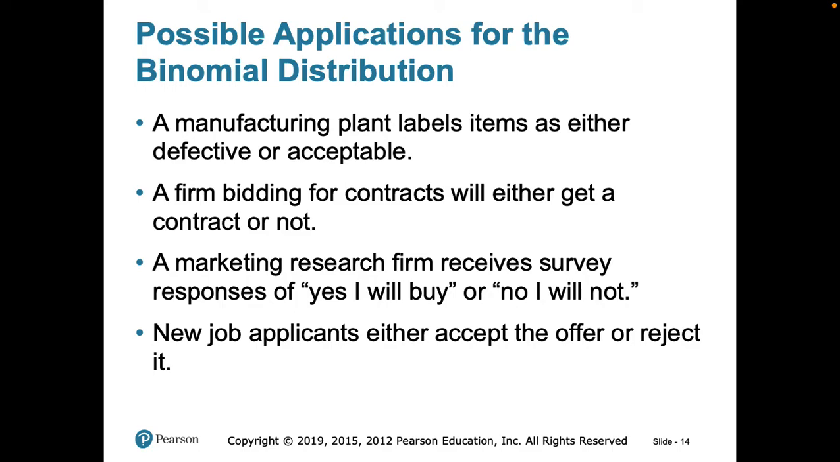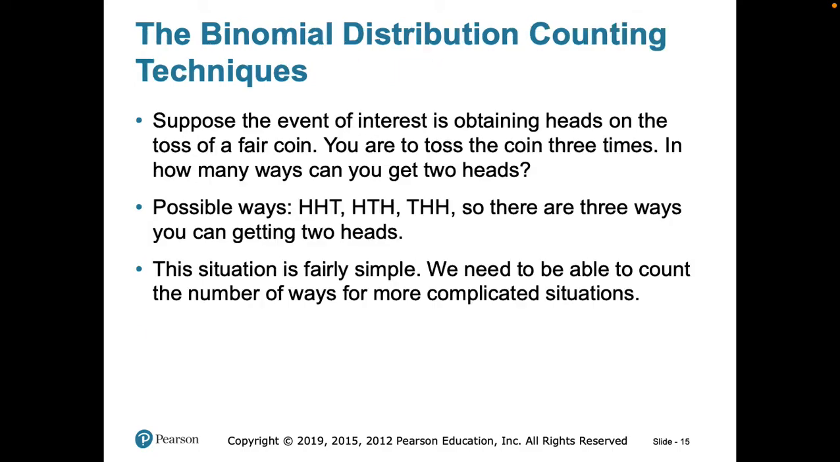So some of the possible applications for using binomial distribution will be a manufacturing plant labeling items as either defective or acceptable. So you either get them acceptable or defective. It's going to be either or, and between both of them, you will have all of the possible options, right? A firm bidding for contracts would either get a contract or not. A marketing research firm receives survey responses of yes, I will buy, or no, I will not buy. New job applicants either accept the job offer or they reject it. So those are some of the applications for binomial distribution.